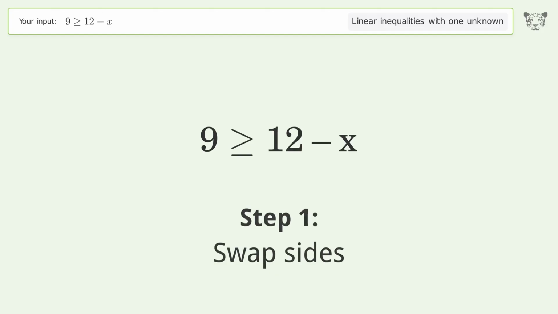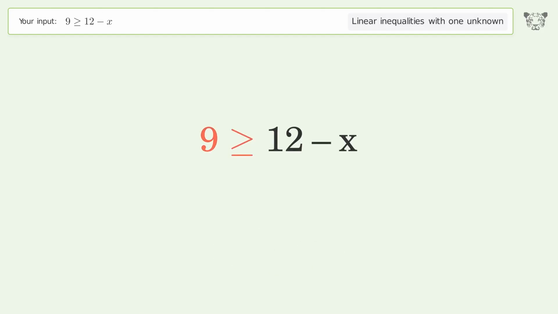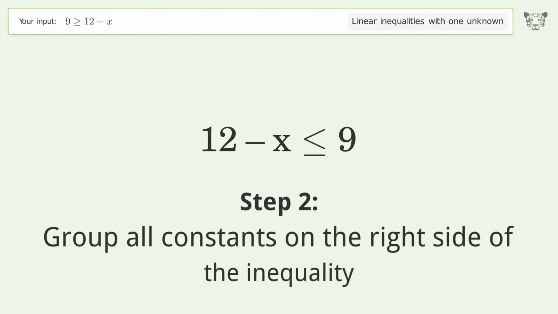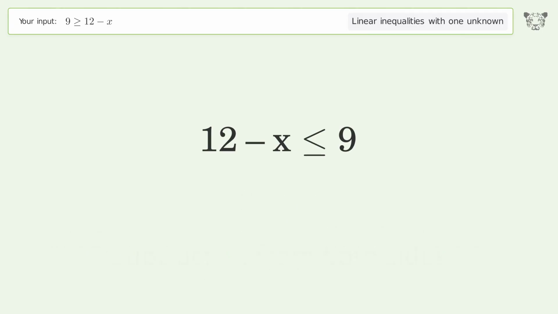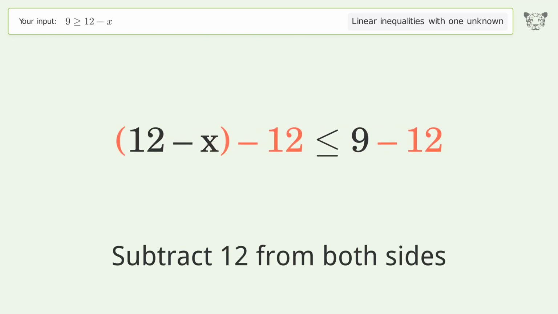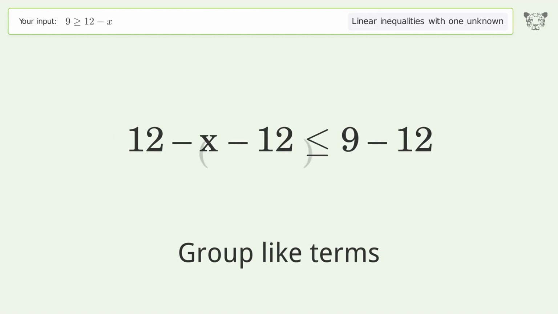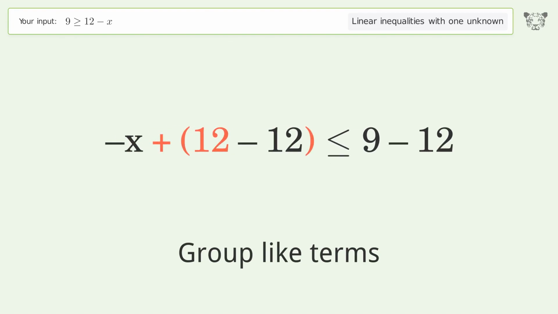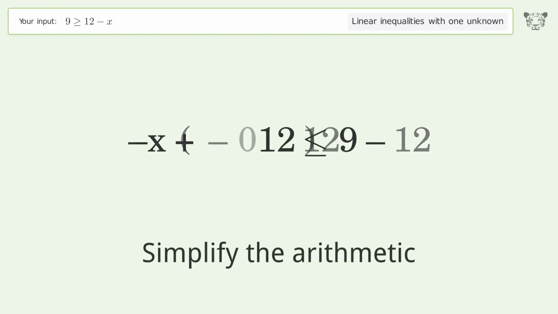Swap sides. Group all constants on the right side of the inequality. Subtract 12 from both sides. Group like terms. Simplify the arithmetic.